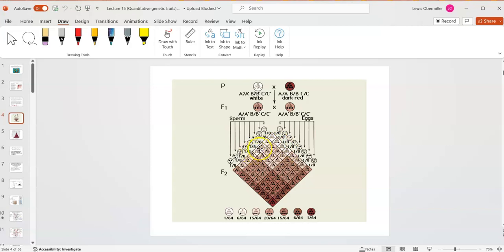It's hard to see on this slide. It's a little bit colored, and then this one is completely white. So we get this range, right? The ratio is 1 to 6 to 15 to 20 to 15 to 6 to 1. And it's possible to have 2 offspring that are white and very dark if you are in between, which is shown here in the F1 generation.